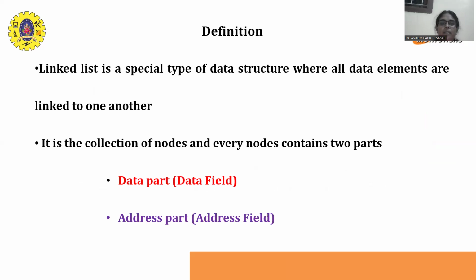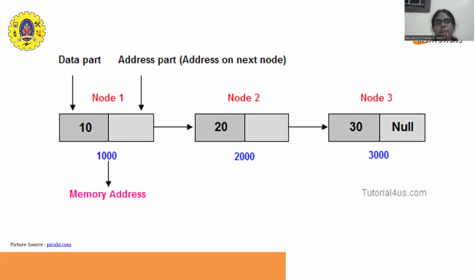So here is the definition of linked list. A linked list is a special type of data structure where all the data elements are linked to one another. It is also considered a collection of nodes where every node will consist of two fields. One is the data field and another one is the address field or the pointer field. So the data field will hold the data and the address field will hold the address of the next node it is pointing to in the list.